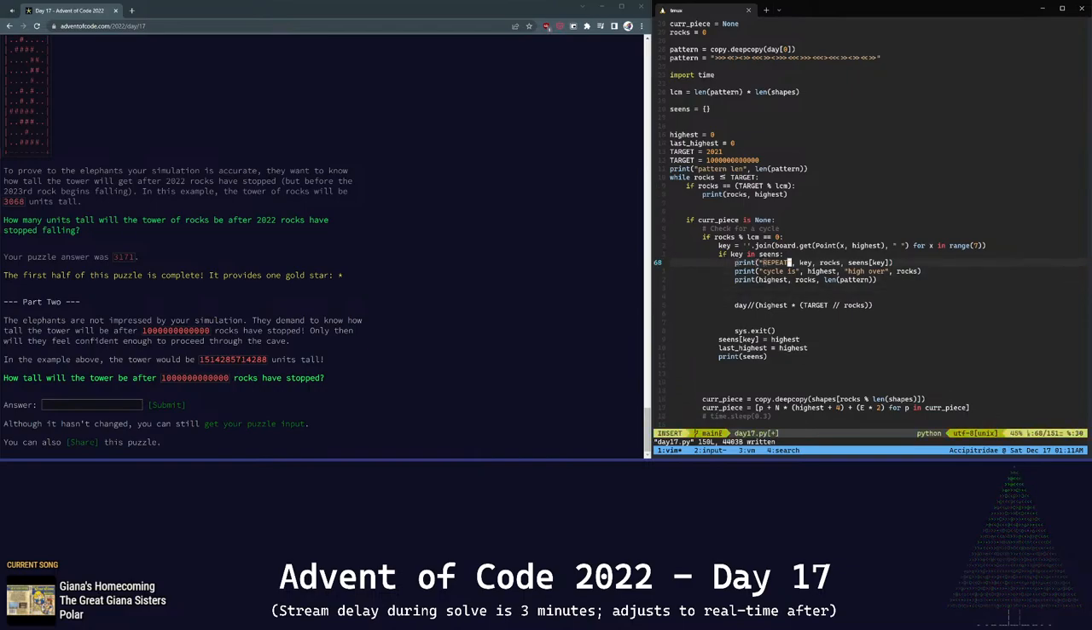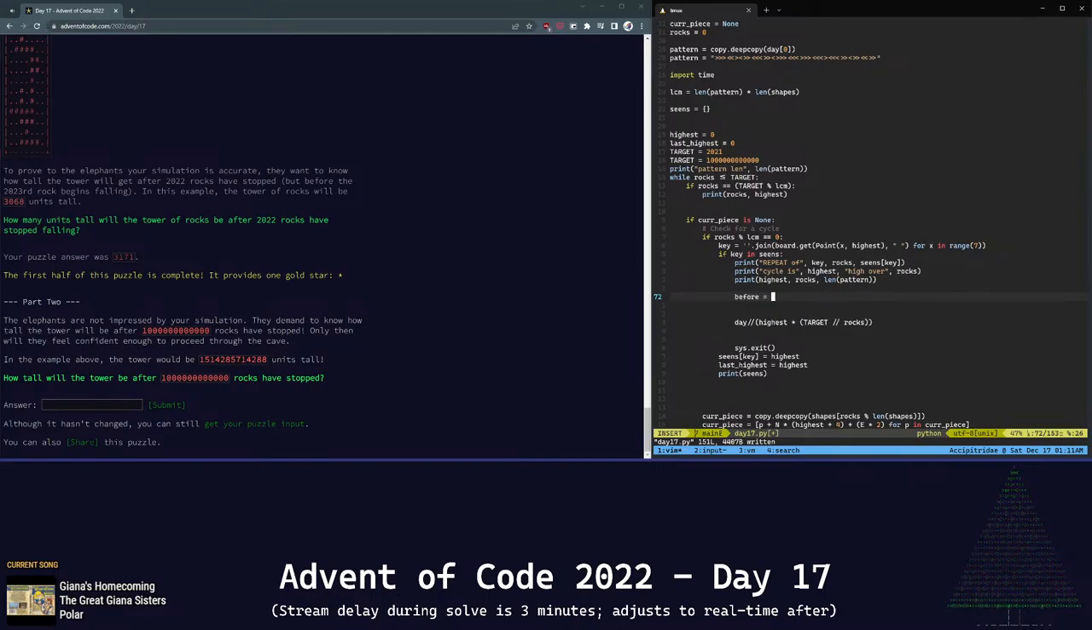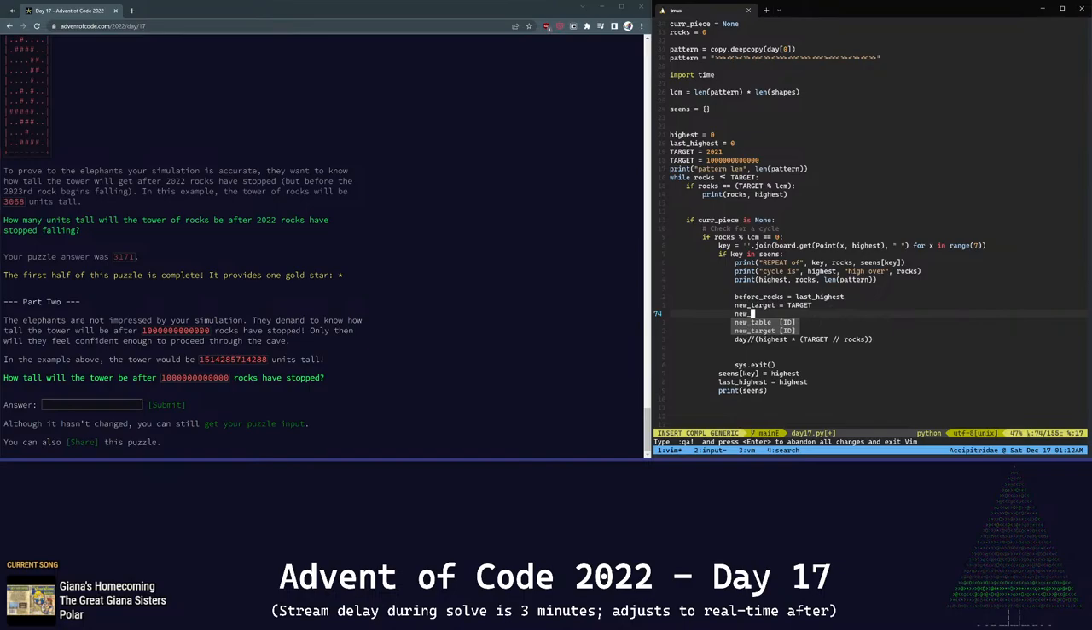So, the before is going to be equal to last highest. That's how many before rocks we get. Then we have to compute. So, new target minus equals before rocks. Then we have to compute how many versions of cycle can we fit into the remainder. So it's going to be fit remainder. So x is going to equal new target floor division the cycle.